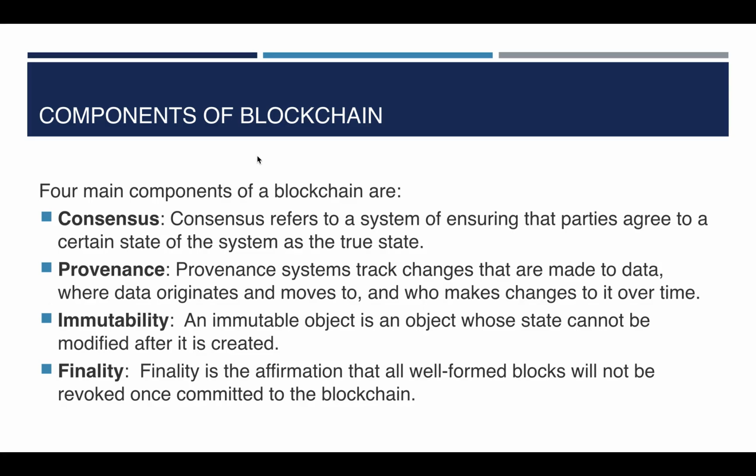So there are different components of blockchain. The main components of the blockchain are listed here. First is consensus, provenance, immutability, finality. Consensus refers to the system of ensuring that parties agree to a certain state of the system as the true state. Provenance system tracks changes that are made to data, where data originates and moves to, and who makes changes over it. Immutability: an immutable object is an object whose state cannot be modified after it is created. Finality is an affirmation that all well-formed blocks will not be revoked once committed to the blockchain.